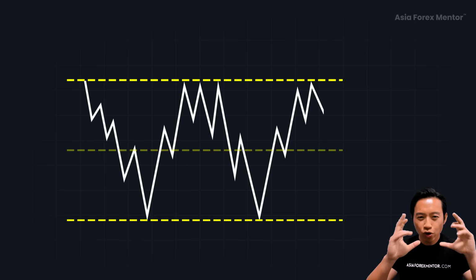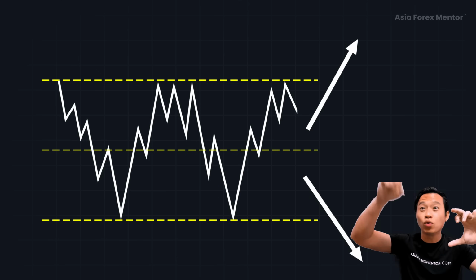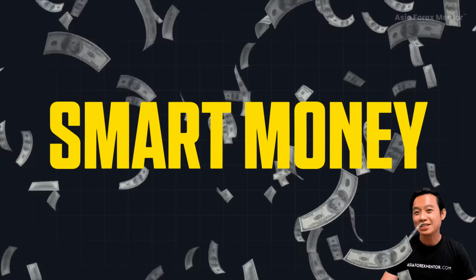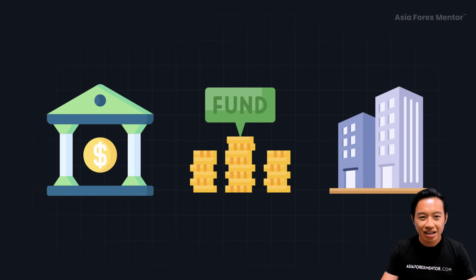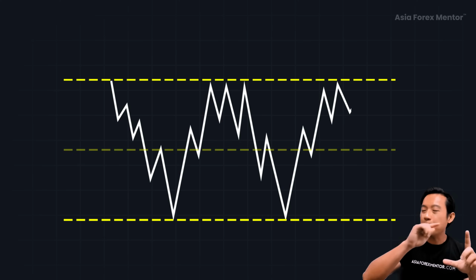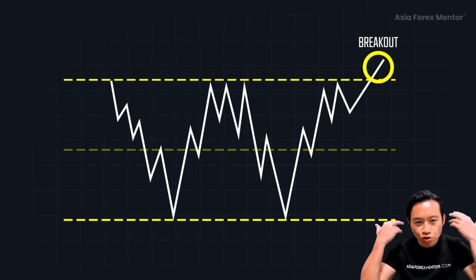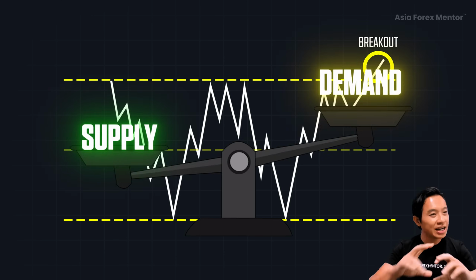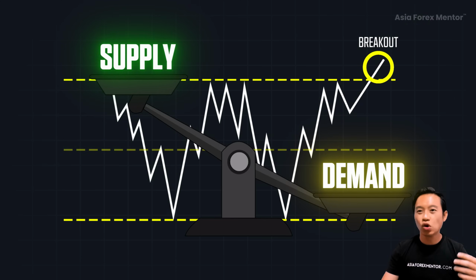Now, the real question is, who has the power to push the price out of this range? And the answer is the smart money. The banks, the hedge funds, the trading institutions, right? So when price breaks out of the consolidation, that is your clue, right? The institutional money has now entered the market, and that creates a major imbalance between the supply and the demand.